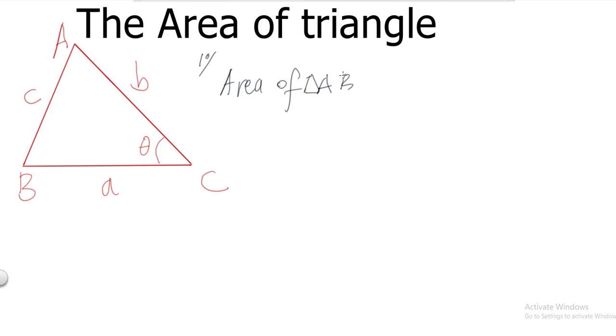We do this, a triangle ABC, we can use 1/2. Then, for example, if we want to use angle A, we look at the two sides that make the angle A. Angle A is made by this line and this line. So we say 1/2 B multiplied by C and multiplied by sine of A.